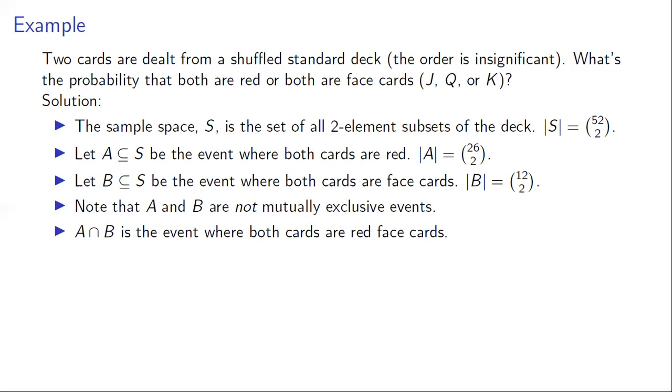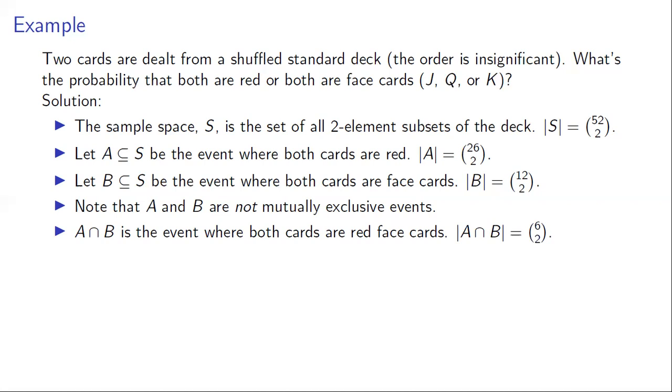Well, how many red face cards do we start off with? 6. If you look at the chart of a deck of cards, or if you think about it a little bit, there are 3 face cards of hearts and 3 face cards of diamonds. Those are red. The other face cards are black. So there are 6 red face cards. So cardinality of A intersected with B is 6 choose 2.